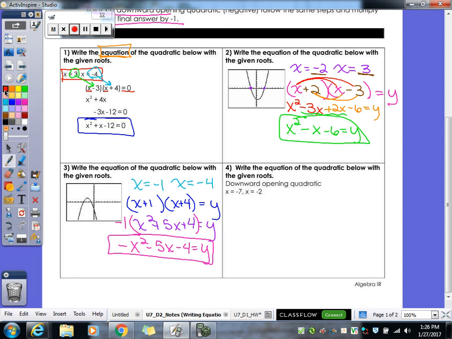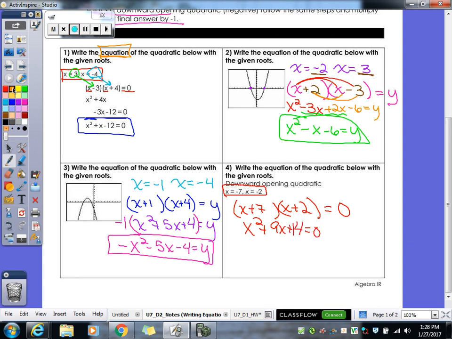All right, so our last example, they give us our two roots. So I don't need to identify them. They're already there. So I'm going to set up my two sets of parentheses. No picture this time, so it's going to be equal to a 0 again. So then again, we got to change our sign. So x plus 7 times x plus 2. Let's have you go ahead and multiply it out. So x squared plus 9x plus 14 equals 0.